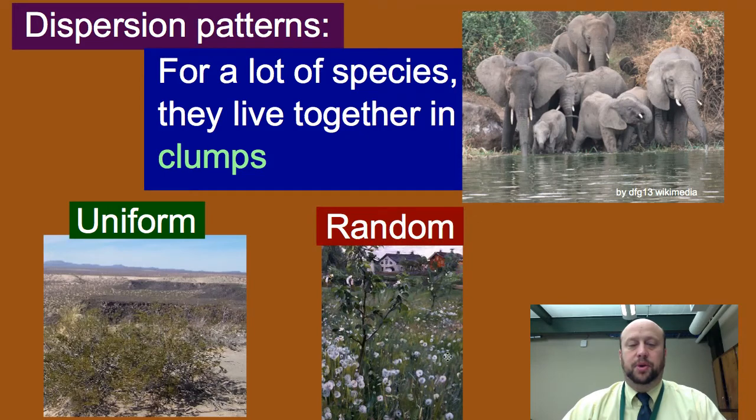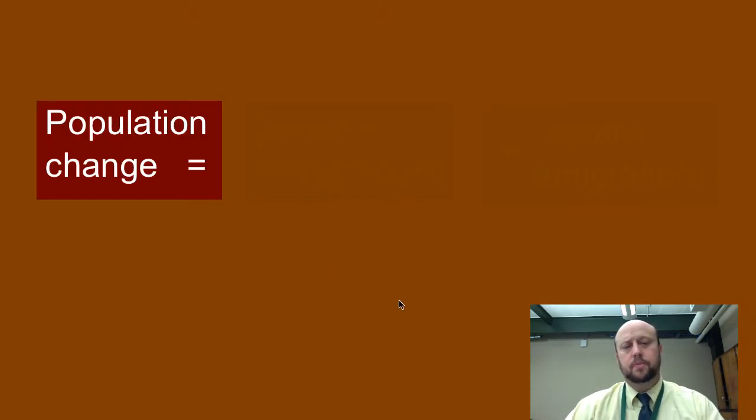And then random dispersion would be, if you look at these dandelions, there's no real order to where they are or to where they're growing. Of course, it just depends on where the wind dispersed the seeds to and whether there were nutrients there when it got dispersed there. So those are three dispersion patterns that we're going to see in populations: clumping, uniform, and random dispersion.